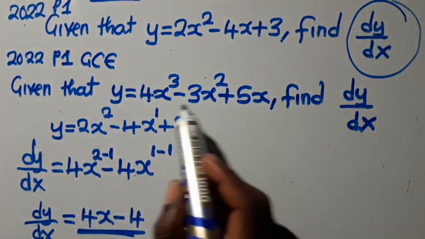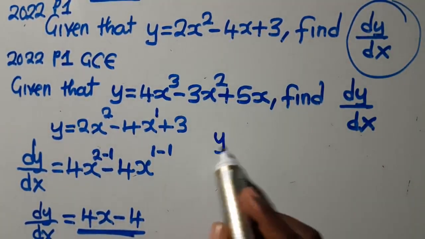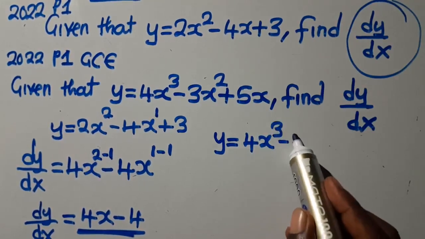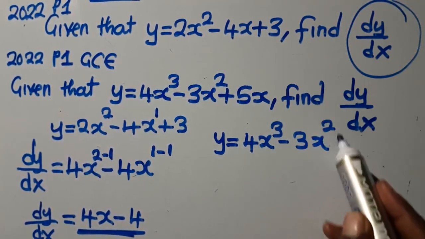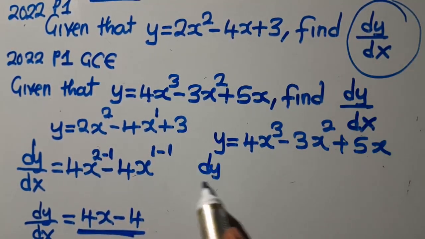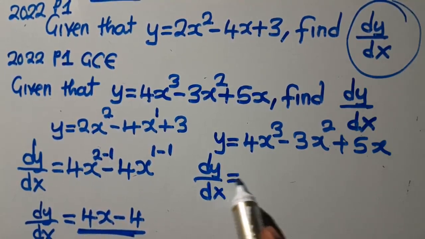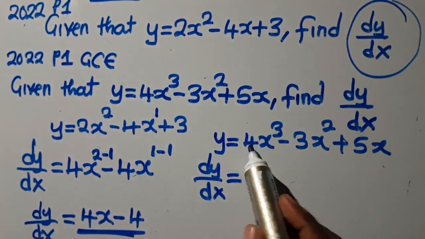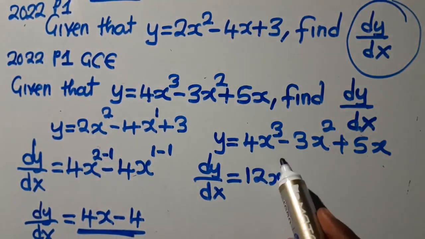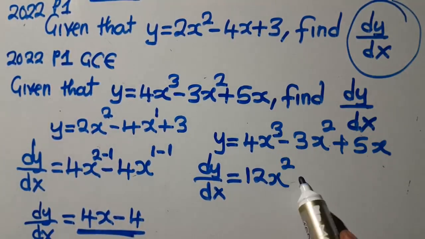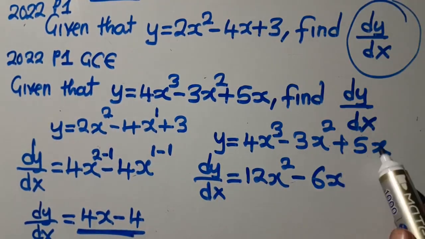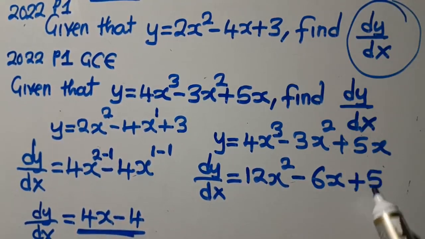I move to this one here. Y is equal to 4x cubed minus 3x squared plus 5x. You are told to find dy dx. This is equal to, you are multiplying power times coefficient, and for the power, you remove 1. So this is 12x squared. Minus 2 times 3, that is 6x, like that. If you differentiate this one, it is just 5.